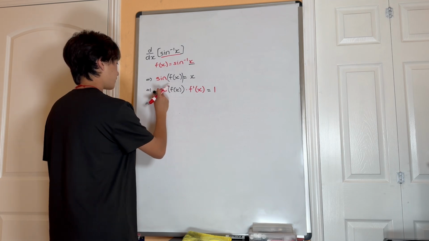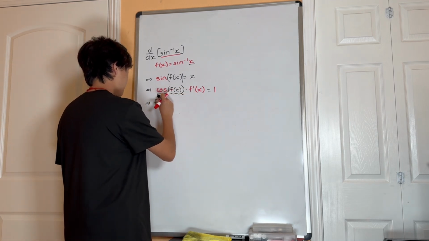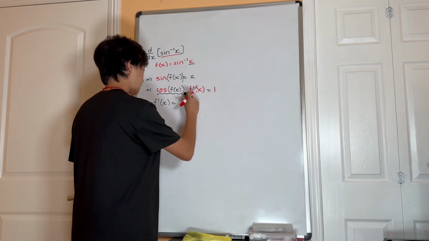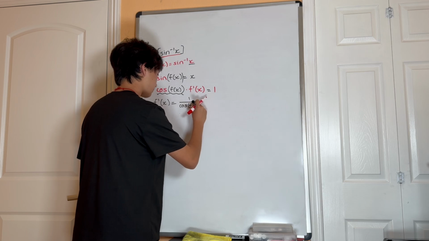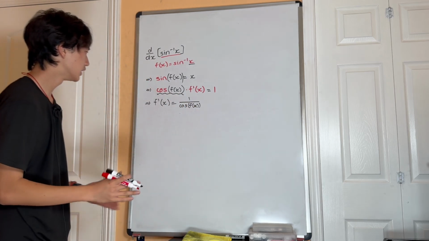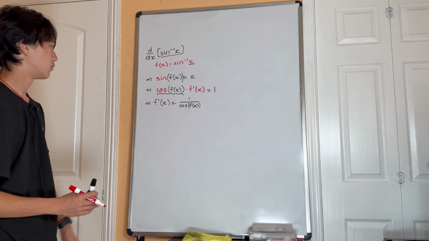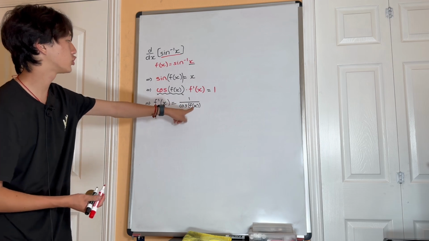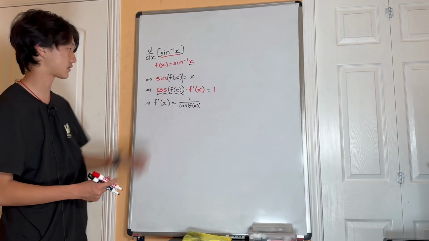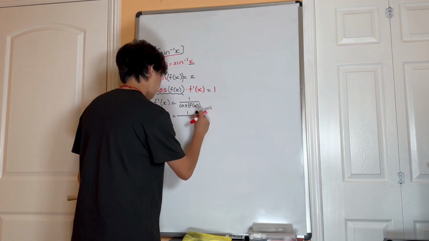Now you have to isolate f prime of x, right? To do that, we just divide both sides by this thing right here. So on the left-hand side, you have f prime of x equals, on the right-hand side, 1 over cosine of f of x. Now, it seems like we're done, right? Well, not really, because this is still in terms of f of x. You could rewrite it in terms of inverse sine of x, and that's what we're going to do. But you can keep simplifying further.